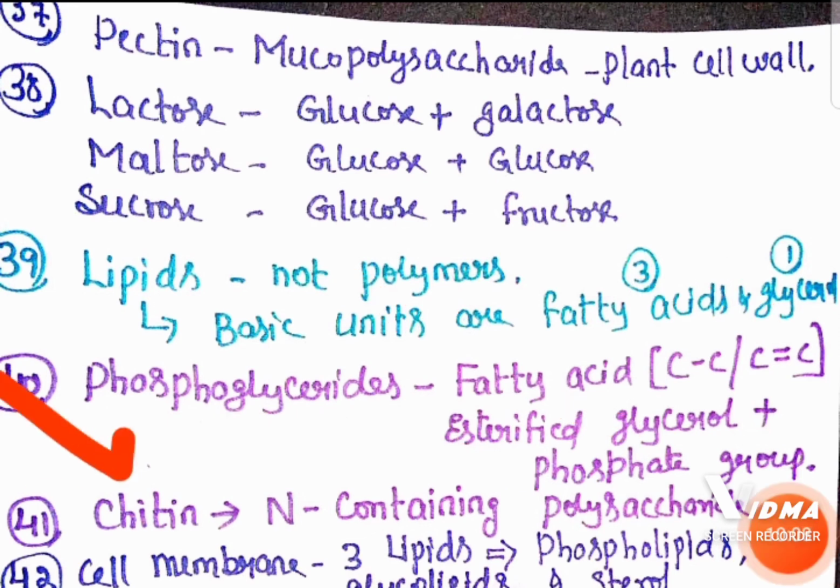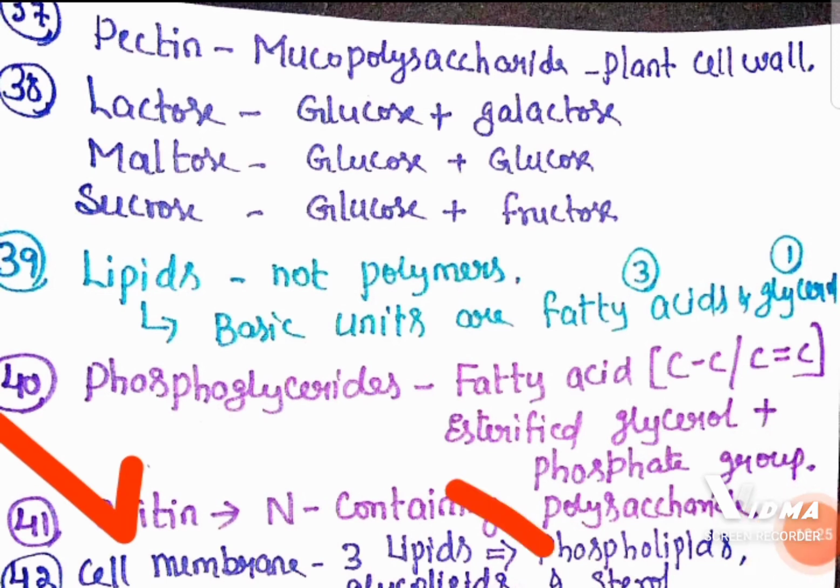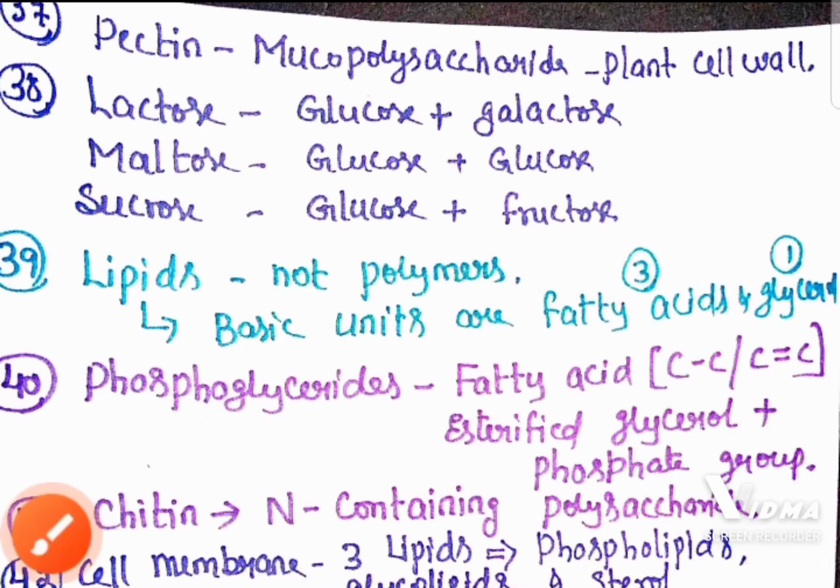And remember, chitin is present in the exoskeleton of arthropods. It is made up of N-acetyl glucosamine, that is, a nitrogen containing polysaccharide. It is a nitrogen containing polysaccharide. Our cell membrane has three types of lipids, that is phospholipid, glycolipid and sterol. Sterol is nothing but cholesterol.